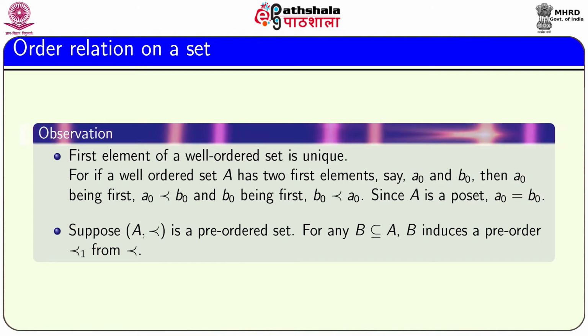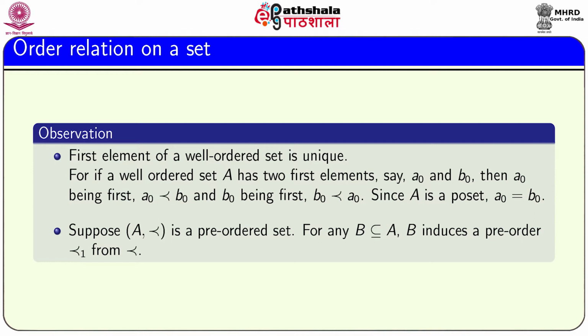We observe that the first element of a well ordered set must be unique. Suppose a well ordered set A has two first elements, say a0 and b0. Then a0 being the first element, a0 ≺ b0, and b0 being a first element, b0 ≺ a0. Now, since A is a poset, by antisymmetry we have a0 is equal to b0.